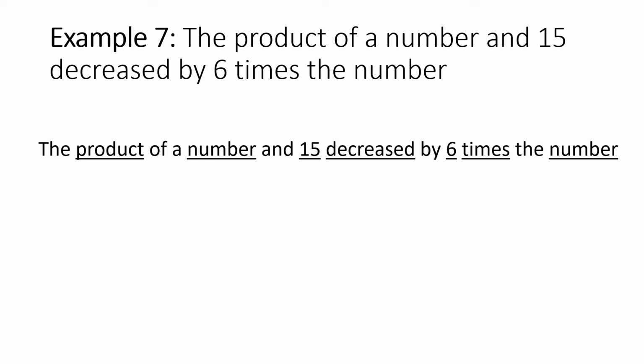All right, our last example, example 7, the product of a number and 15 decreased by 6 times the number. I'm going to translate each important part. Product represents multiplication, number is going to be x, 15 is just going to be 15, decrease represents subtraction, 6 is just going to be 6, times represents multiplication, and then number is going to still be x.